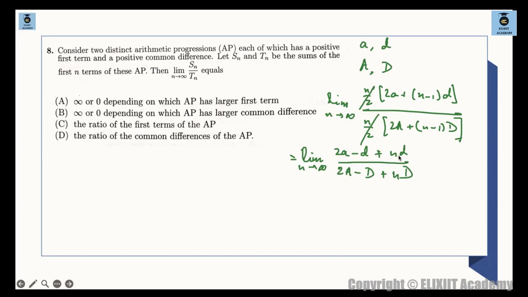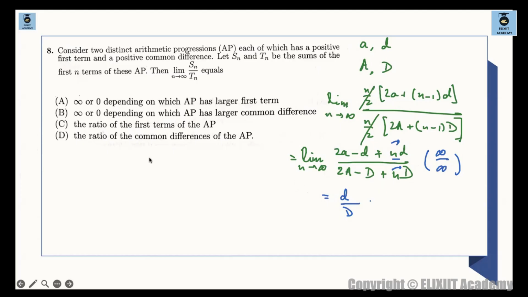You know, polynomial by polynomial we are having. The form is what? Infinity by infinity. Polynomial by polynomial, degree is the same. So the answer is the coefficient of the highest degree divided by the coefficient of the highest degree. Yes or no? As n tends to infinity, what is the variable? n. Coefficient of highest degree divided by coefficient of highest degree, answer is d by d. Remaining part will be 0.